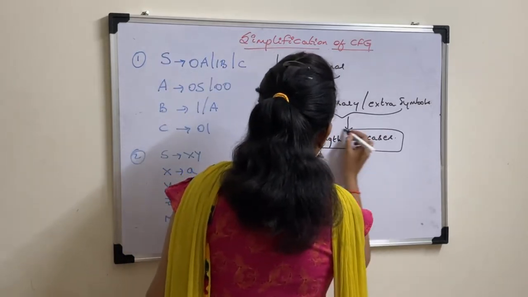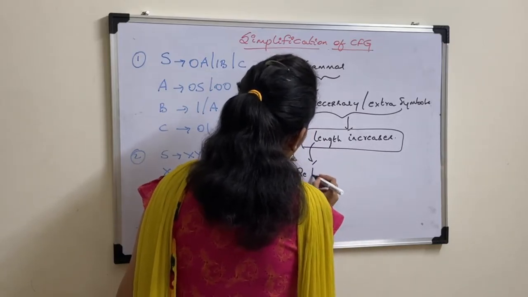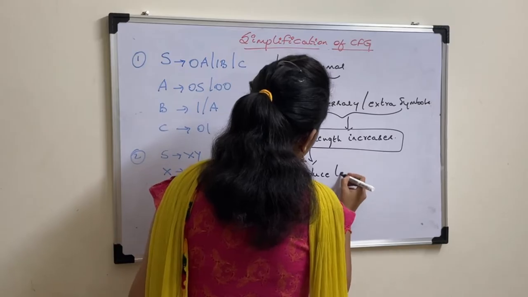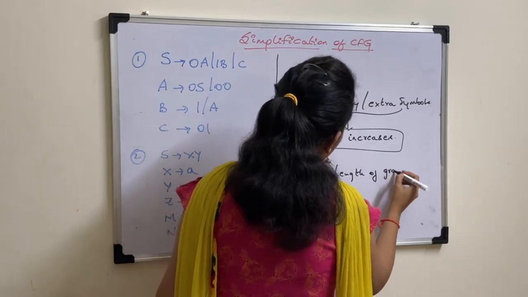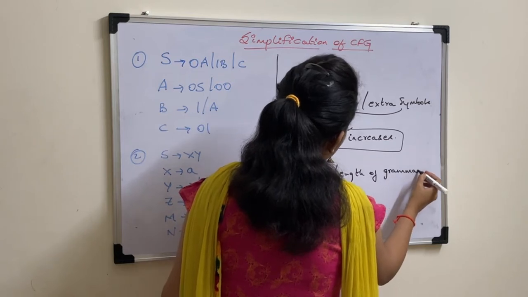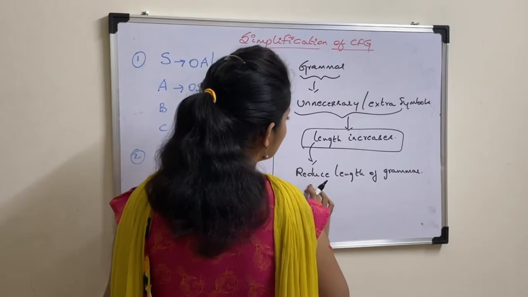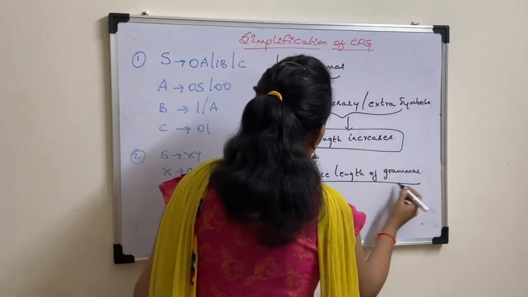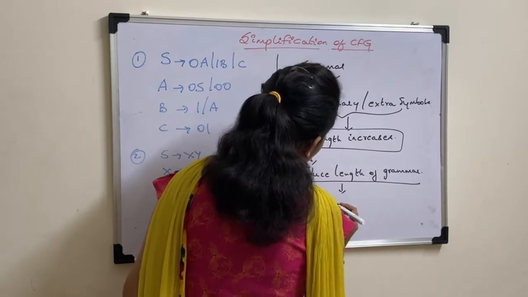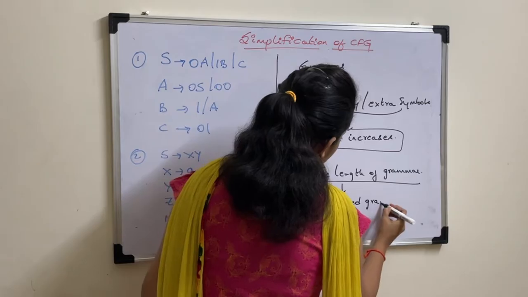So this should not happen. For this, you need to reduce the length of the grammar by removing all the extra symbols. The grammar which is obtained after removing these extra symbols, we call that grammar a reduced grammar. Fine.